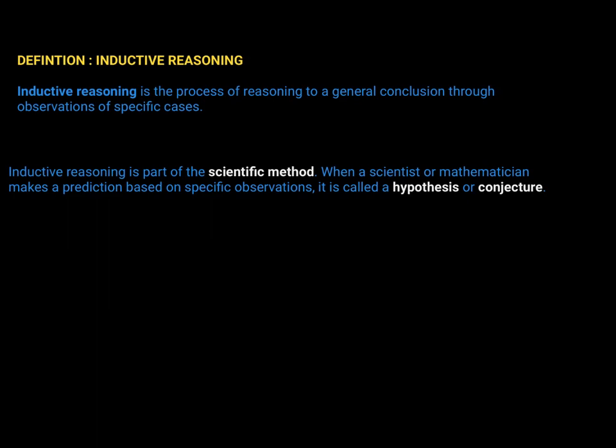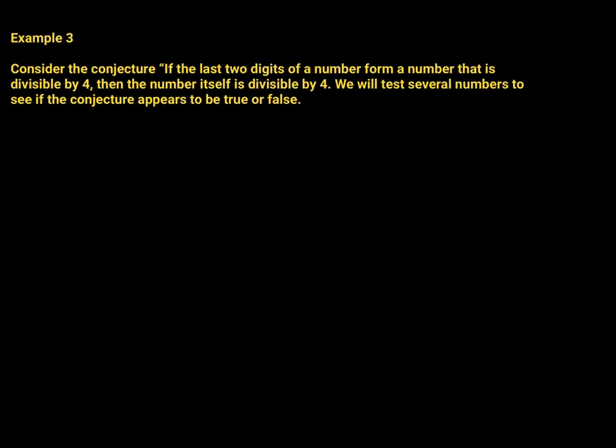That's pretty cool. Check out this next example. Consider the following hypothesis or conjecture. If the last two digits of a number form a number that is divisible by 4, then the number itself is divisible by 4. That's pretty interesting, isn't it? So let's test, I think I forgot some quotation marks here. Let me fix that real quick. There. We will test several numbers to see if the conjecture appears to be true or false.